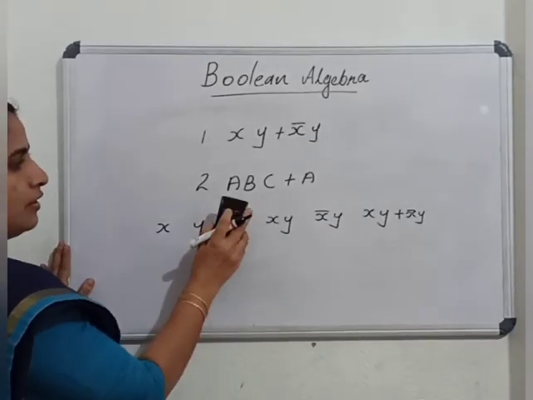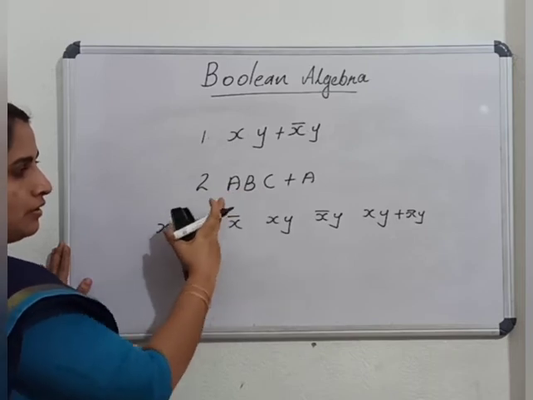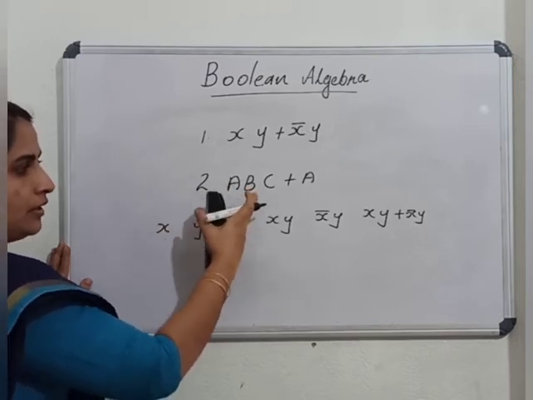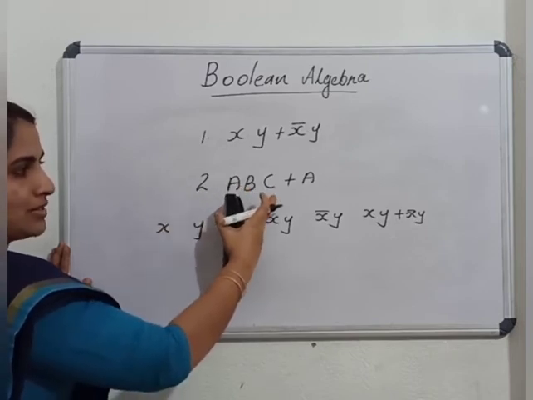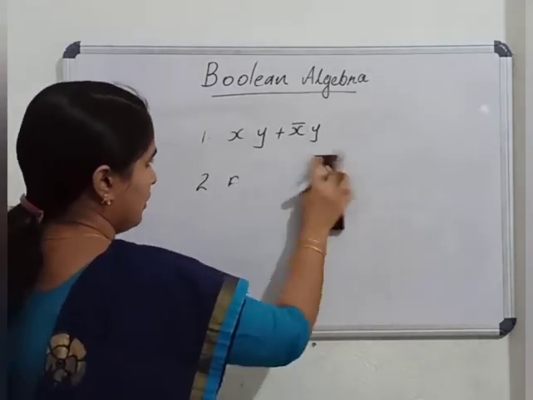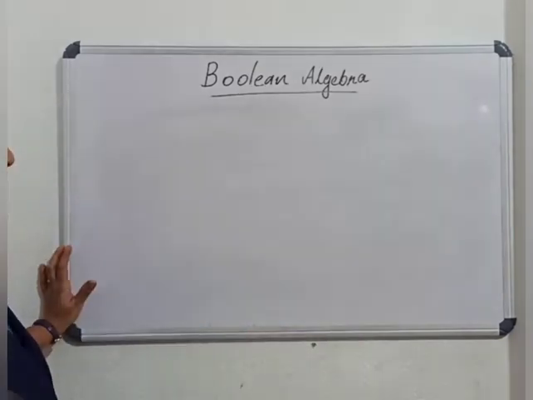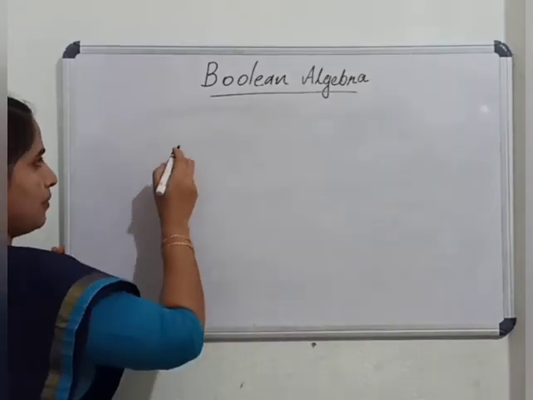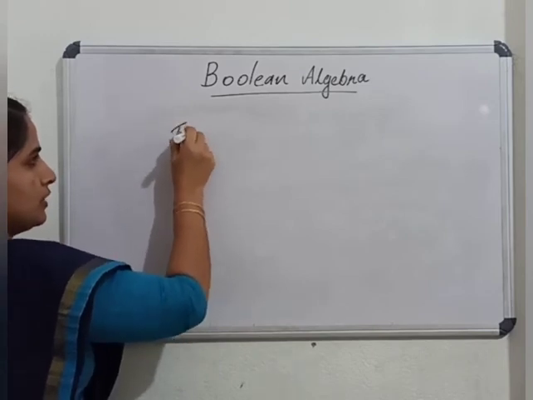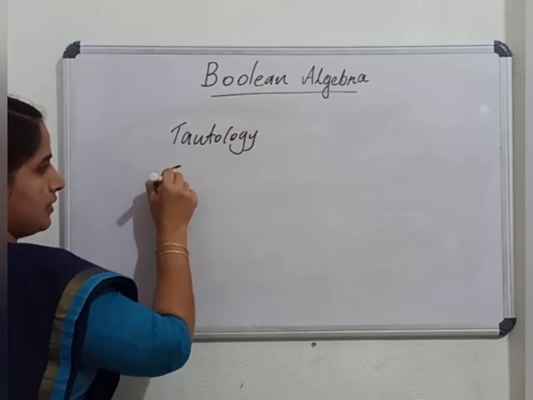And for the second one, for A, B, C, one column for A and B, another column for A and B and C, and the next column for the final result. We try that. Next, we just discussed two more terms: one is tautology and fallacy.